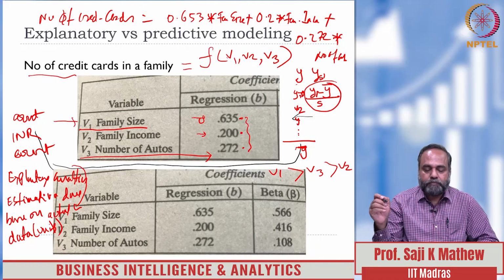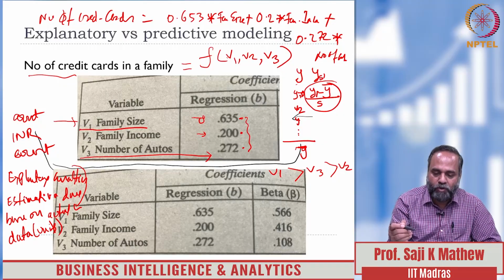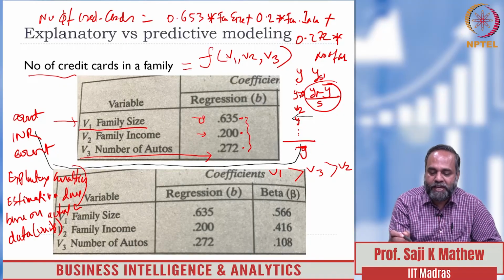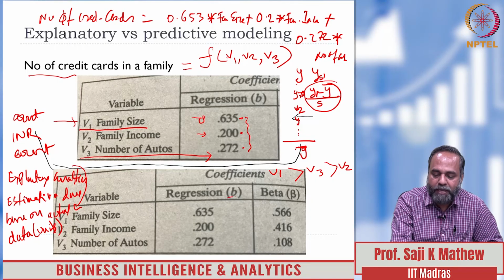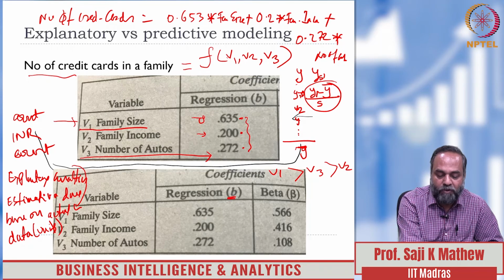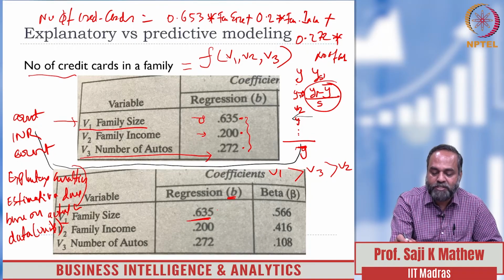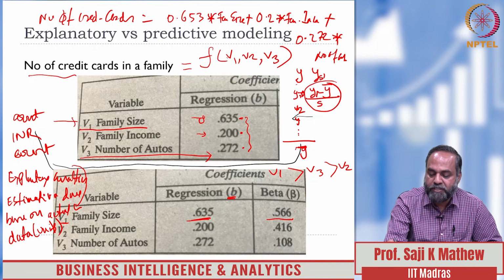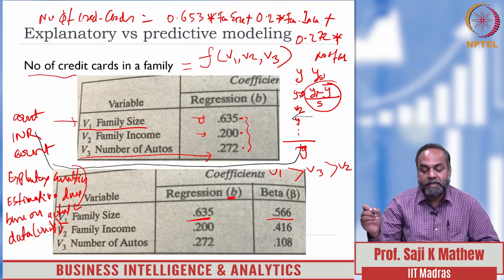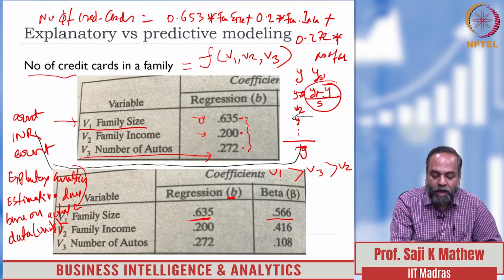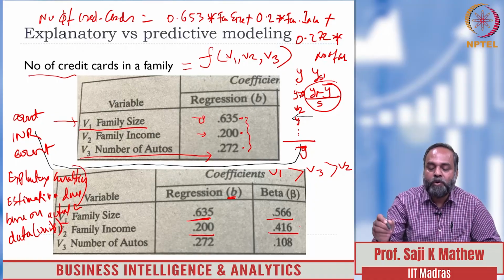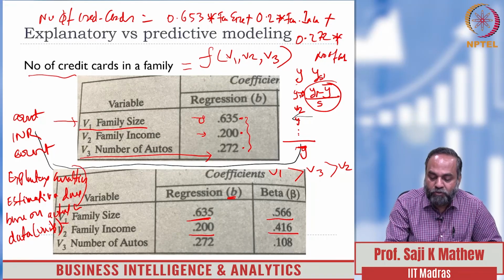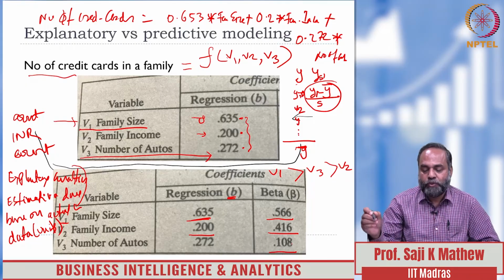When I do that and then re-estimate the model coefficients, you can see the change that happened. Earlier my beta, or b, or the coefficient for V1 was 0.635. This was non-standard data, but when it is standardized, the standardized coefficient is 0.566. You can see that the beta value has changed. For V2 it was 0.2, it has now become 0.416, and number of autos, it has become 0.108.